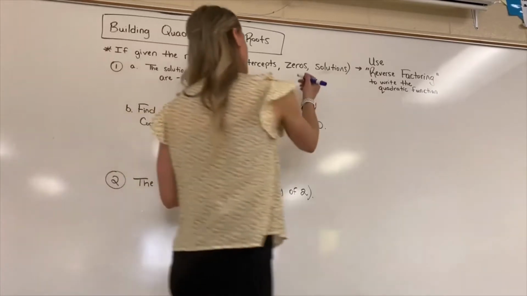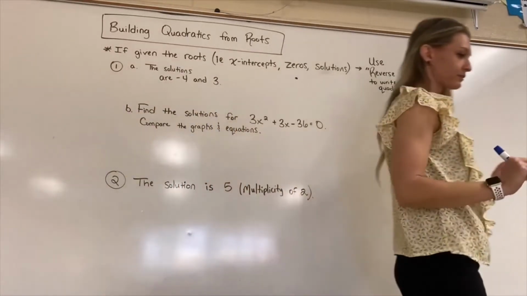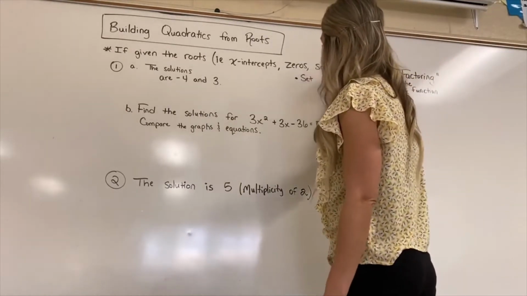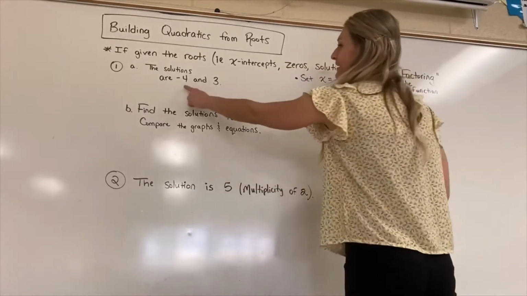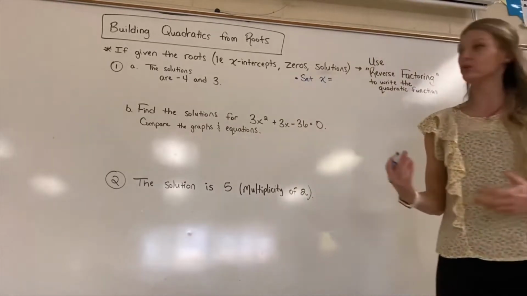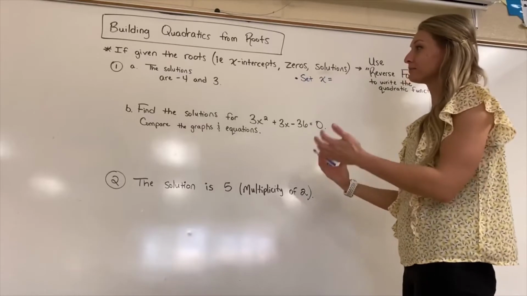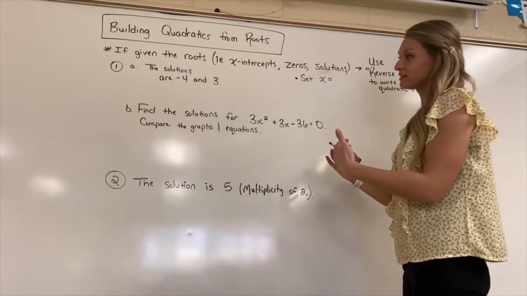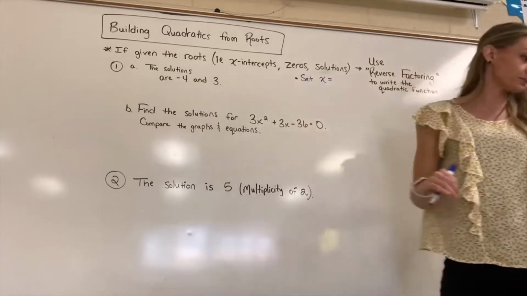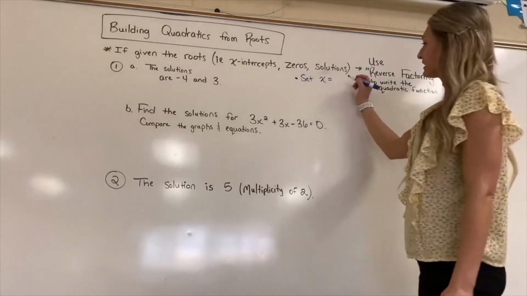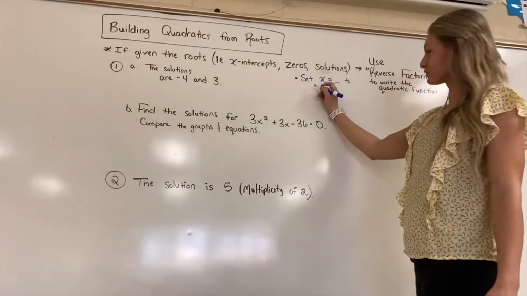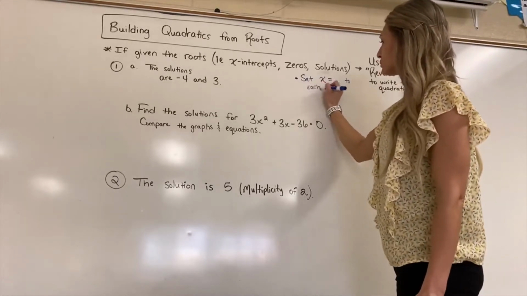So we're going to write some steps over to the side right here. The first thing that you're going to do is set x equal to each one of those solutions. If you think about it, when you solve by factoring, that's what you end up with: x equals each one of those x-intercepts or solutions. So you set x equal to a blank, so you can plug your number in, for each of those solutions.